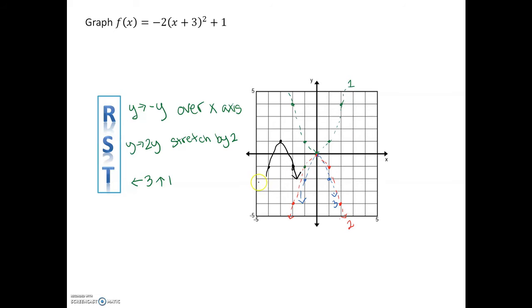Okay. And then you draw your dashed line. And I'm going to label it. That's graph number 4. Okay, so there's my final answer. I did every single step, and I have my final graph.